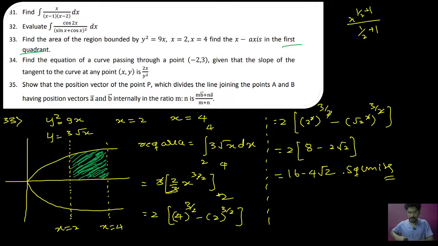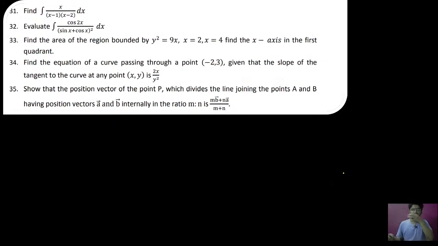Now we can go for problem number 34. You just see problem number 34: find the equation of the curve passing through the point minus 2, 3, given that the slope of the tangent to the curve is 2x by y square.